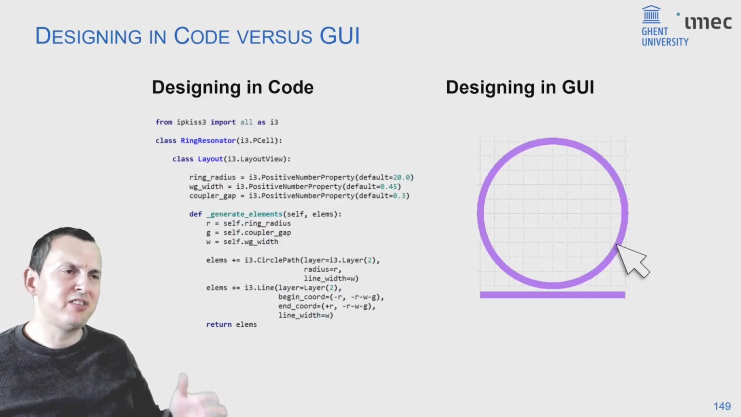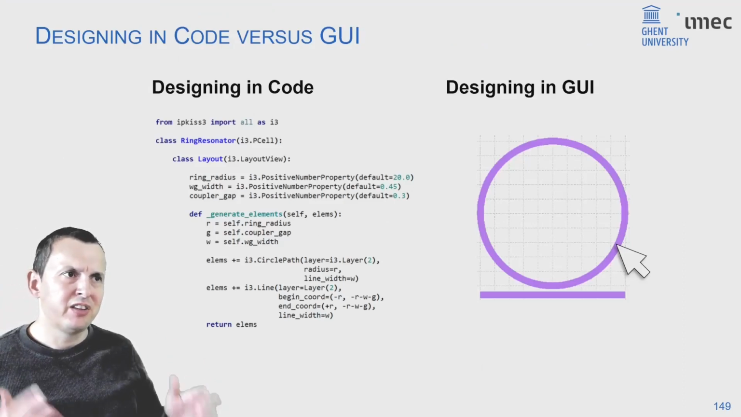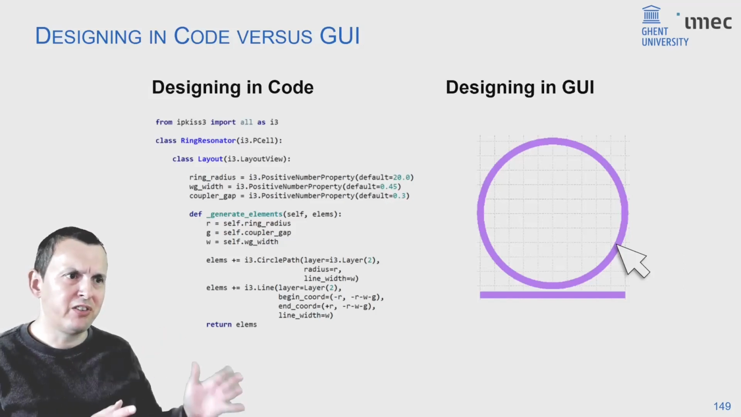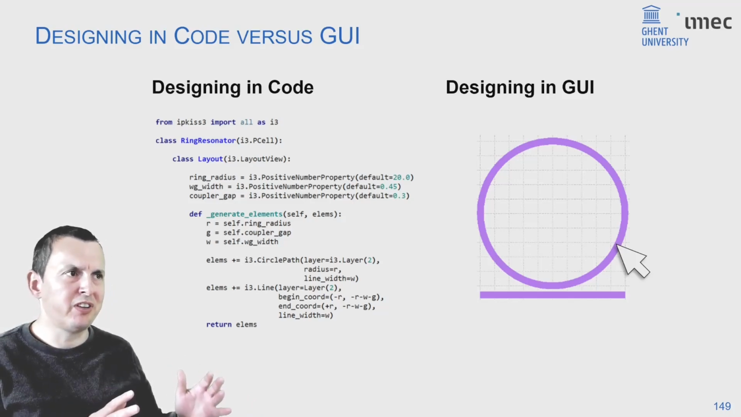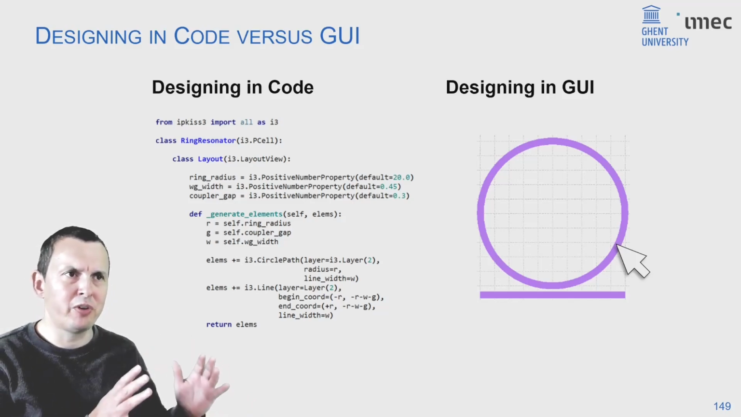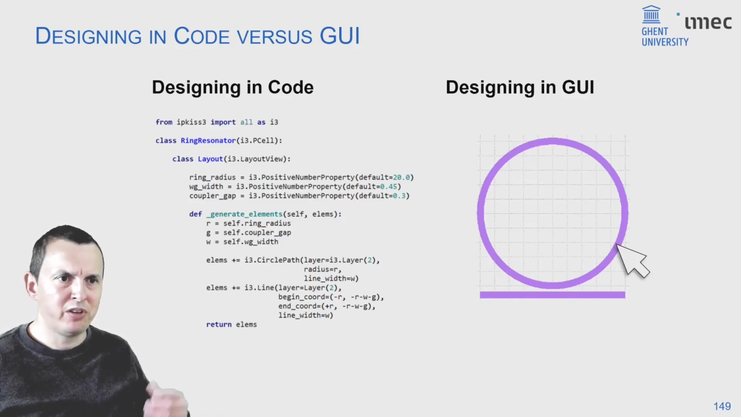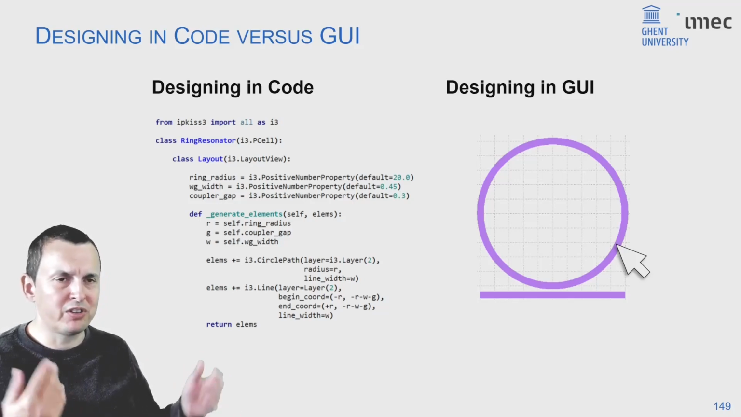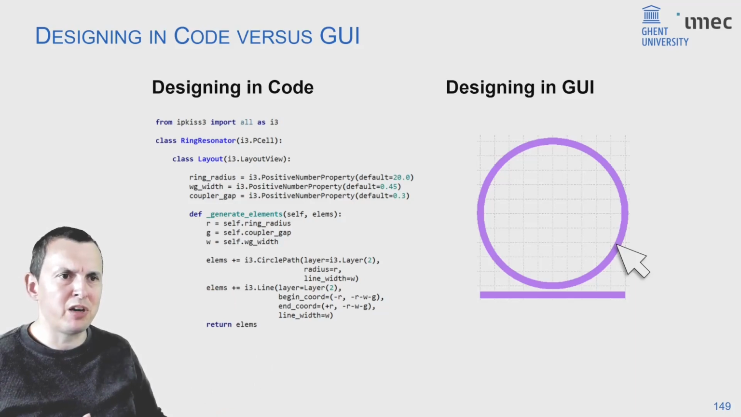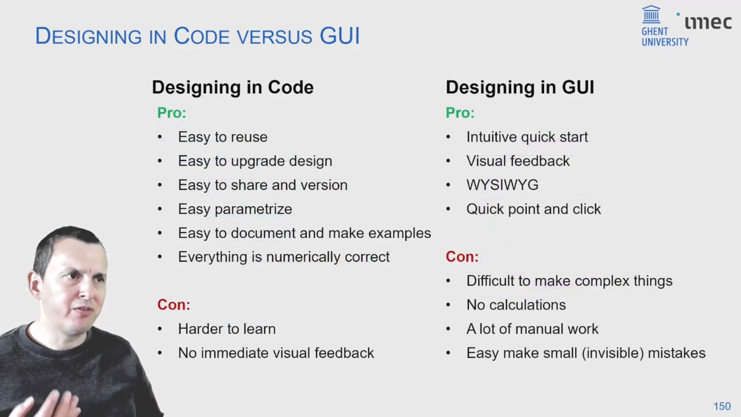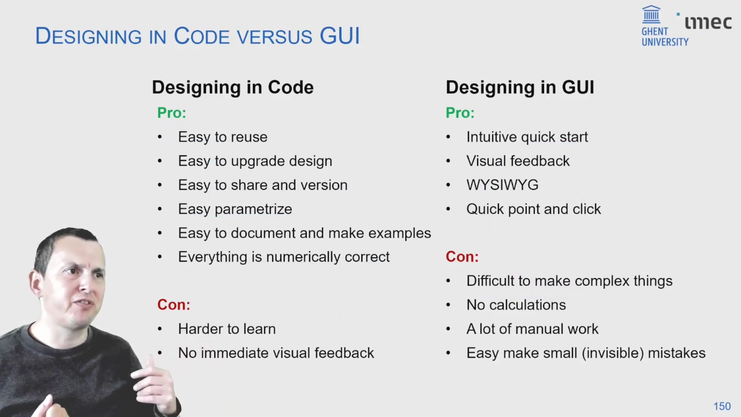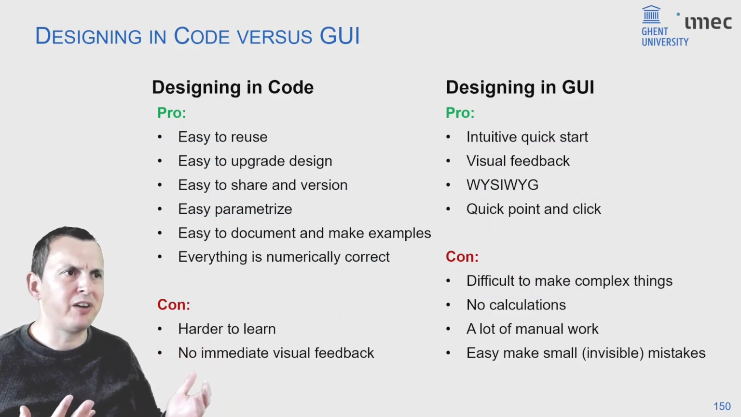There's 2 big trends in photonic design. One is designing in code, one is designing in a GUI, point and click. Now, for most people, designing in a GUI has a much lower entry point. People are familiar with Windows or similar systems like point, click, using your mouse, drawing, dragging and dropping, etc. However, designing in code has a lot of benefits that eventually pay off. Just to give you some pros and cons of these 2 different design paradigms.